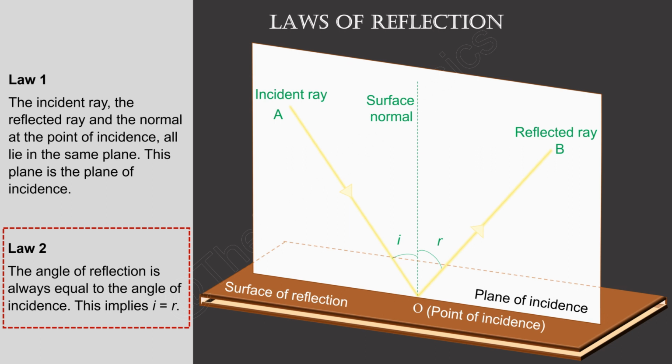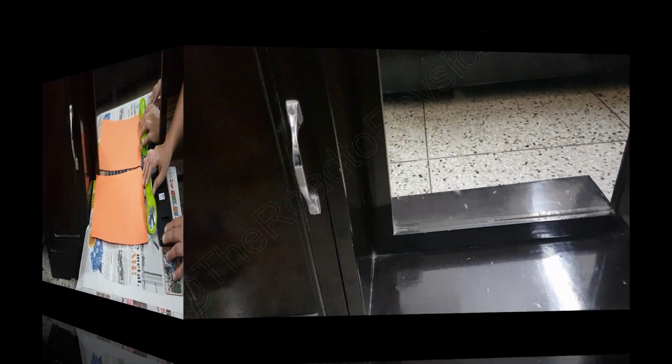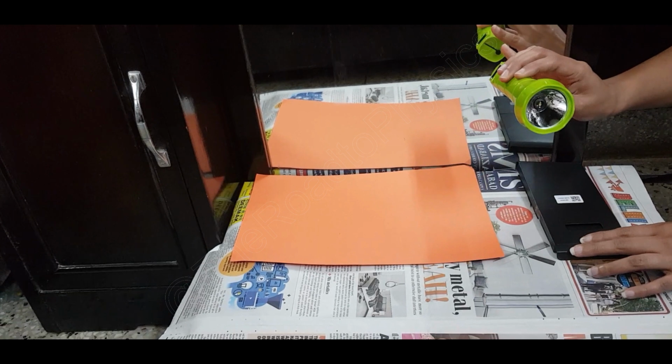Now can you figure out what all you need to demonstrate the reflection of light? Of course, a reflecting surface and a source of light. So the materials that we'll require for this activity are a plane mirror as a reflecting surface and a torch as the source of light.